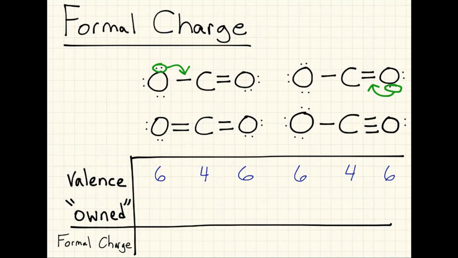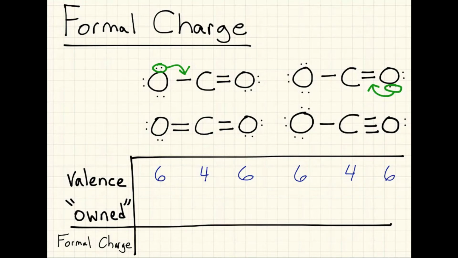What I'd really like to know in this case is how many electrons each atom owns, or in other words, has full ownership of. Let's take a look at this oxygen atom for starters. There are 4 electrons as lone pairs on that oxygen atom. That oxygen atom certainly owns all 4 of those electrons. But what about the bonds?